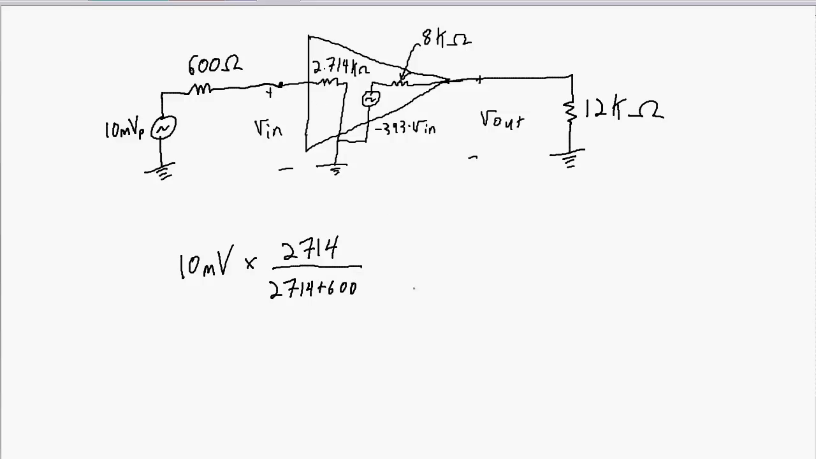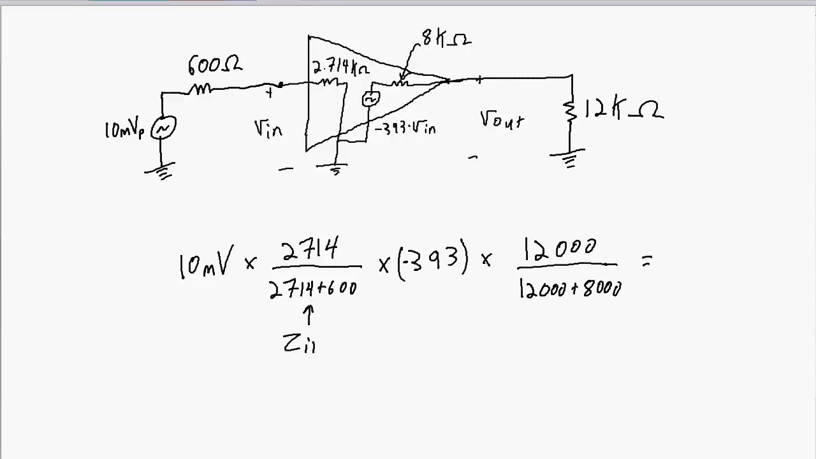So that will be the voltage applied at the input. That's going to be multiplied by 393, and it's negative to indicate that it's an inverting amplifier. And then that voltage coming from this source here is going to be split between the 8 kiloohm output impedance and the 12 kiloohm load. So once again, to sum up, here's the reduction due to the input impedance, this is the gain of the circuit, and this is the effect that the output impedance has on the signal. And the resulting output signal will be a 1.93 volt peak signal, and the negative indicates that it's 180 degrees out of phase with the input signal.